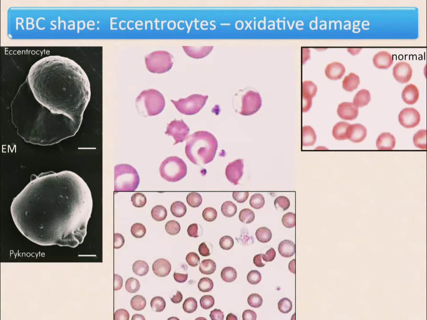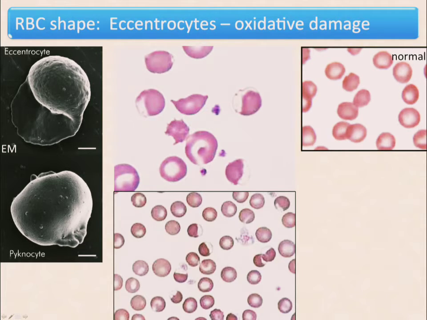Another example of abnormal shape, another poikilocyte type, is the eccentrocyte. It's helpful if we first look at the EM to understand what an eccentrocyte is. So let's focus here on this top left image. This is an electron photomicrograph of a red blood cell. And what's happened is there has been oxidative damage of the red blood cell membrane, lipid peroxidation specifically.